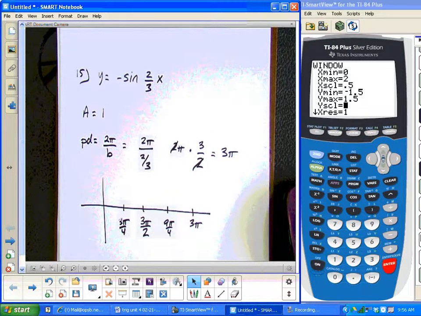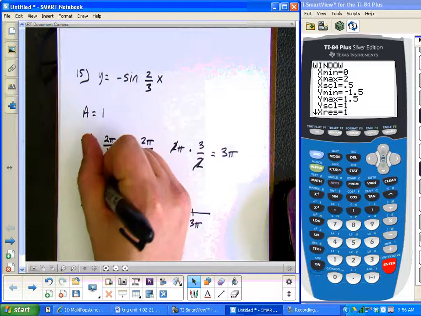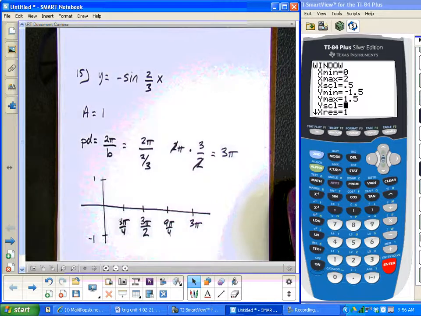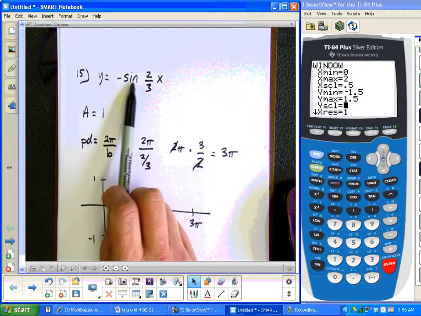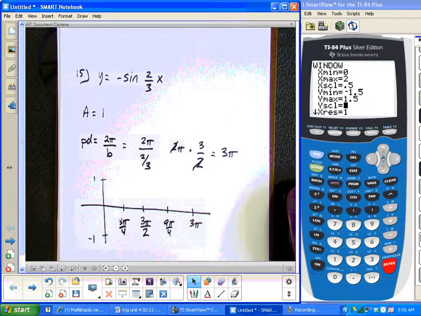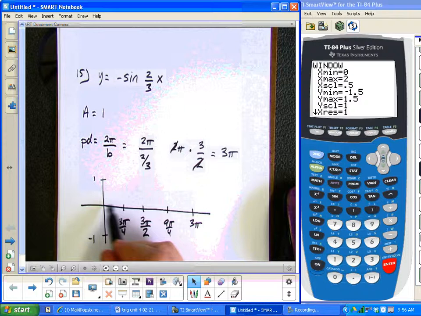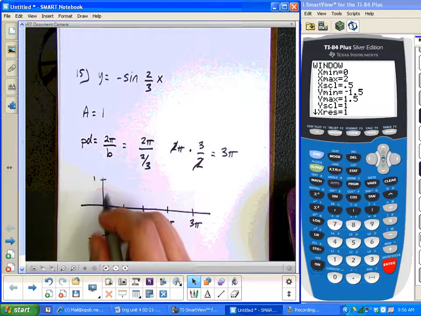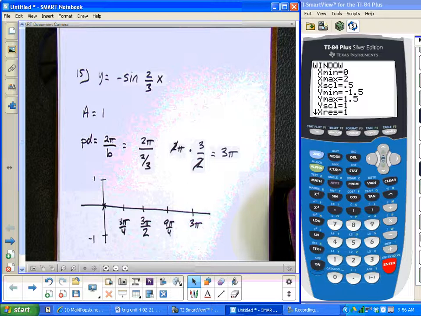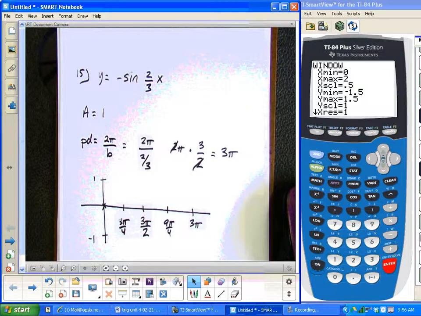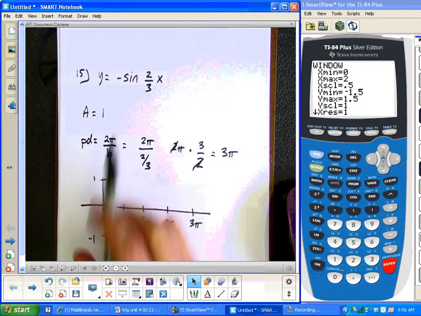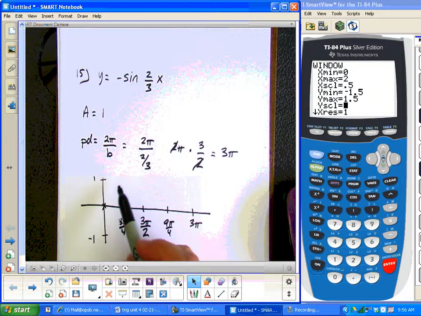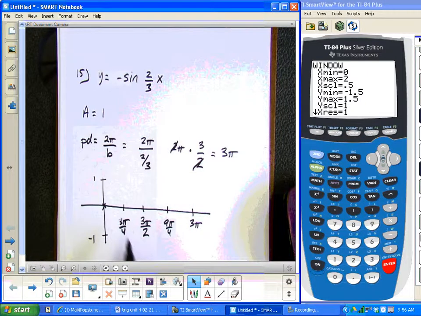All right, now, amplitude is 1. Now we're ready to graph it. So let's see, we're graphing a sine curve. Now, it's negative. So where do we start? Origin. Sine always starts at the origin, whether it's negative or positive. Normally we say it goes up, but since it's negative, it's going to go downwards.